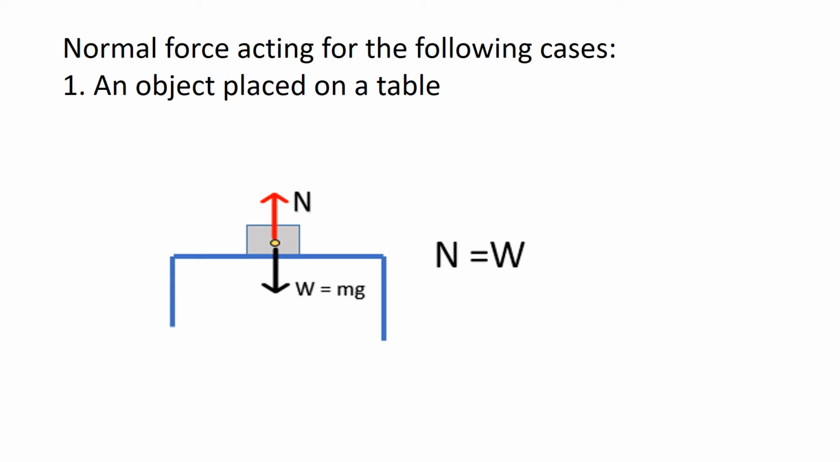W acting downward, which is equal to mg, mass into acceleration due to gravity. And the normal force shown here using the red vector is acting in the opposite direction to that of weight, that is the upward direction. And here you find that normal force is equal to weight of the object.